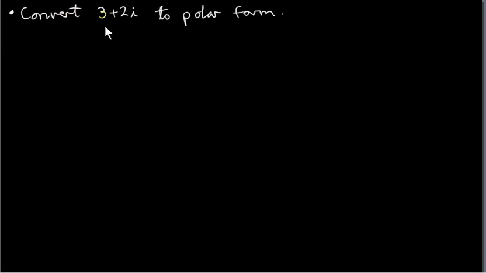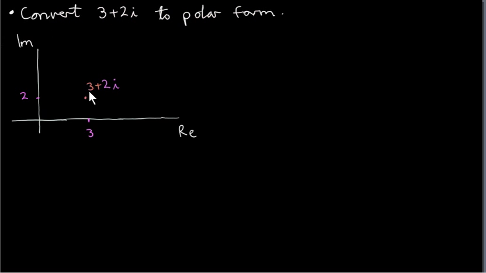Suppose we want to convert the complex number 3 plus 2i to polar form. The first thing we need to do is plot this complex number on an Argand diagram. So the complex number 3 plus 2i has two parts. It has a real part, which is plus 3, and an imaginary part, which is plus 2. So plotting the complex number 3 plus 2i is equivalent to plotting the point (3, 2) in coordinate geometry.